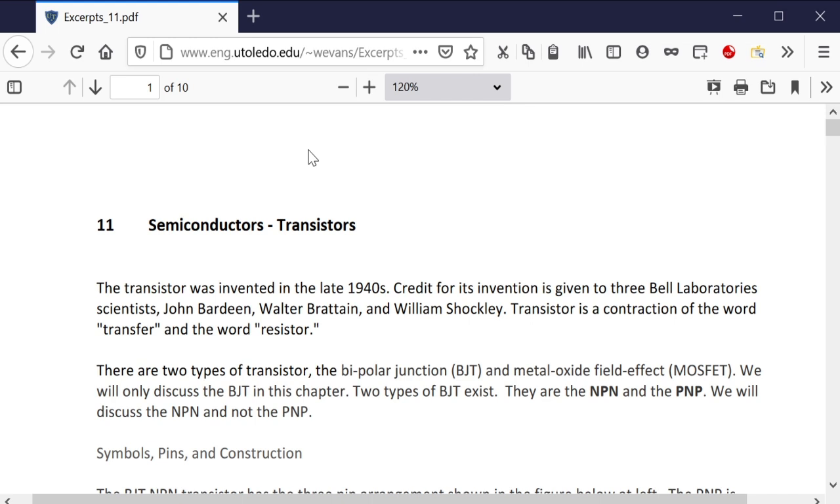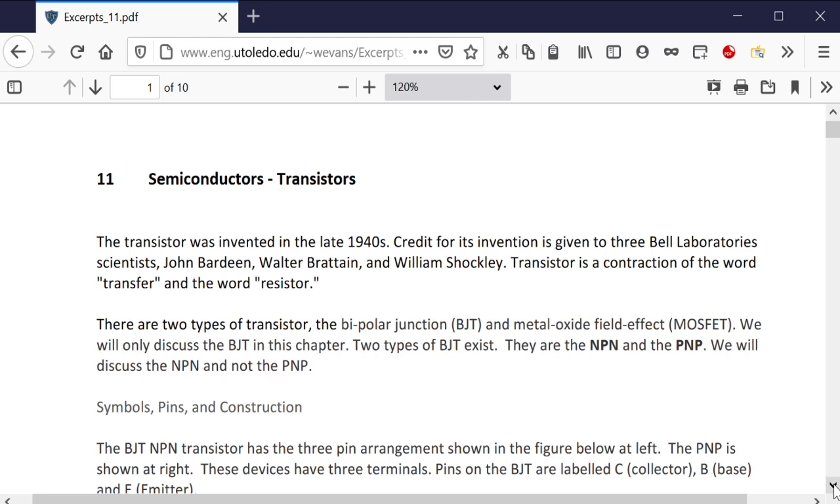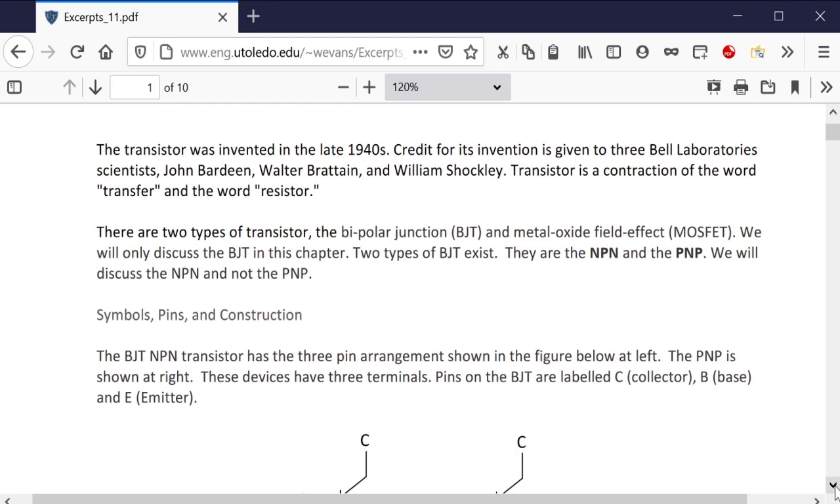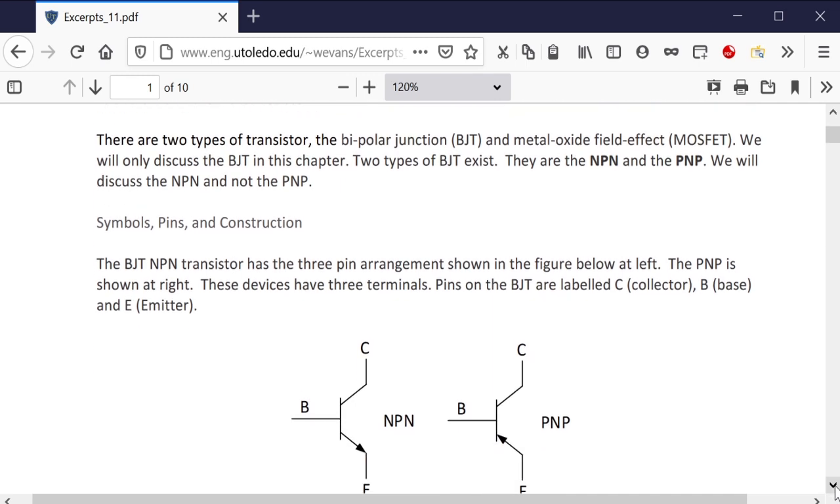Basically, there are two types of transistors, the bipolar junction and the metal oxide field effect transistor. Both are useful, but we'll just talk about the first one, the bipolar junction transistor, in this chapter. There are two types of bipolar junction transistor, the NPN and the PNP. Of those, we'll just discuss the NPN.